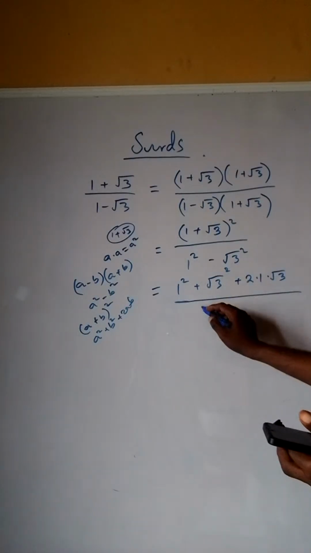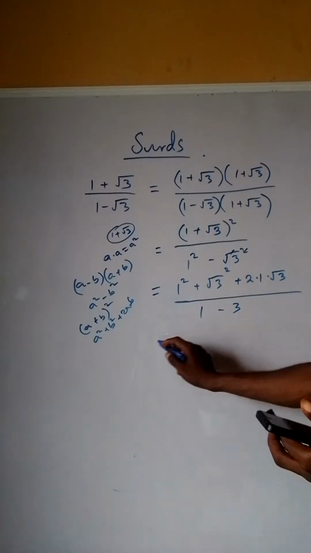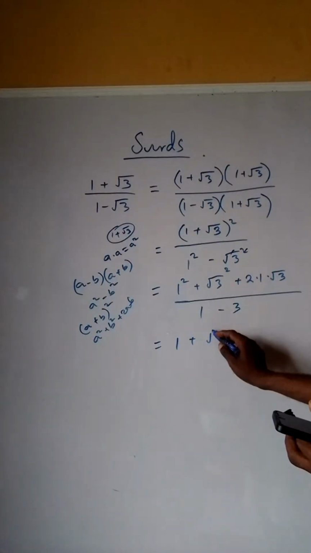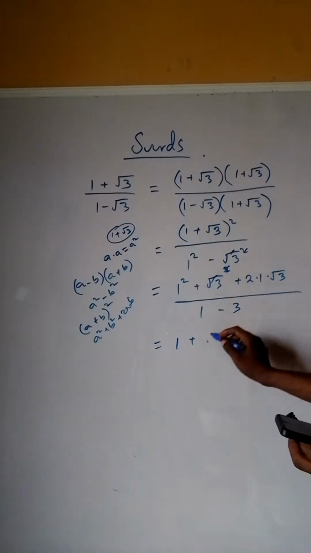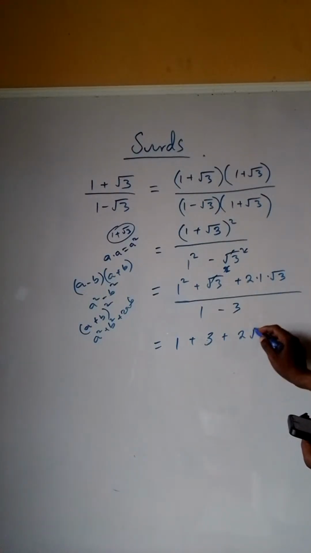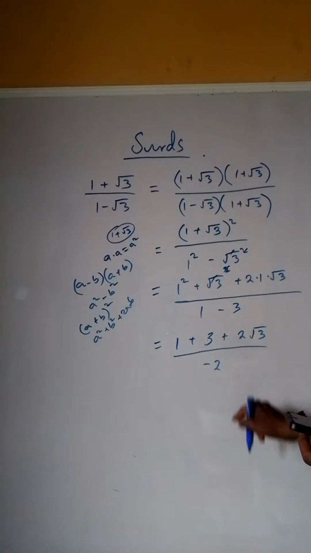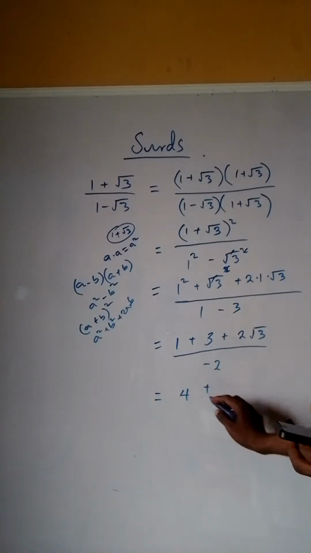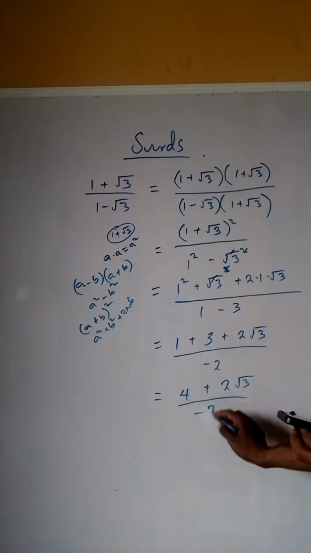Here we have 1 squared as 1, then minus, square cancels square root, here we have 3. That is, this becomes 1 squared, also 1 plus root 3 squared here. Also, square cancels square root, we have 3. Then plus 2 times 1 times root 3, that's still 2 root 3. Then all over 1 minus 3 here, that's minus 2. Which implies we have 1 plus 3, which is 4, plus 2 root 3 over minus 2.